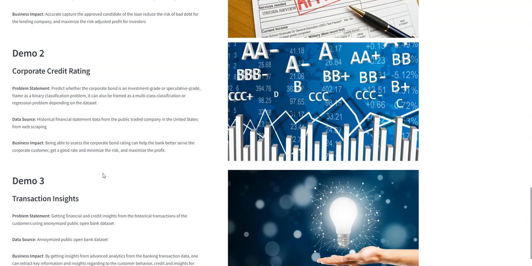We will predict whether the corporate bond is an investment grade or speculative grade. We frame this as a binary classification problem again. It can also be framed as multi-class classification, like you can say this corporate bond rating is AAA or BBB or CCC, depending on how much data you have, right?